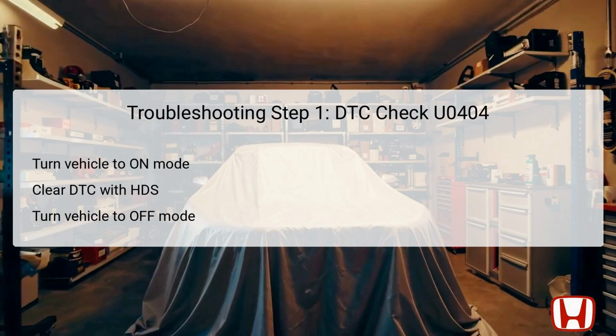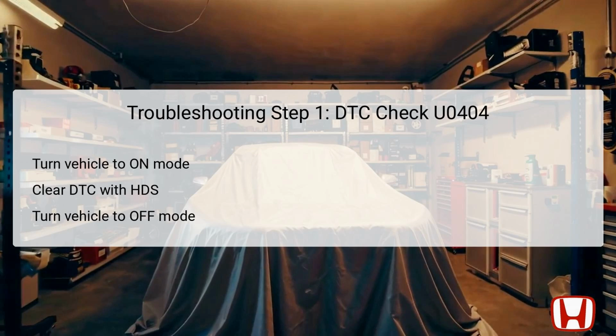The first step in troubleshooting DTC U0404 involves conducting a detailed DTC check. Start by turning the vehicle to the on position without starting the engine. This mode enables the diagnostic computer to function properly and assess the current error codes. Next, utilize the Honda Diagnostic System, HDS, to clear the DTC. This action resets the system and might provide fresh data upon the next scan.